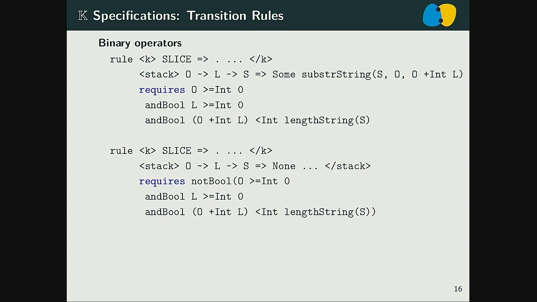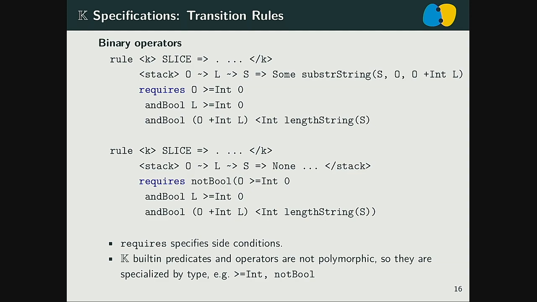Here's something slightly more complicated, a slicing operation. So we do have side conditions. We usually don't do the computation in them. There are requires clauses, which are side conditions. There are also ensures clauses, which are post conditions. I'm sorry for the predicates, or the operators, not being polymorphic. We specialized them by type. That's just what it looks like.